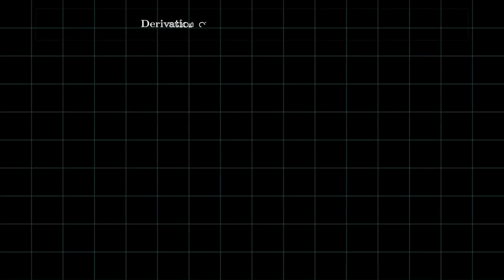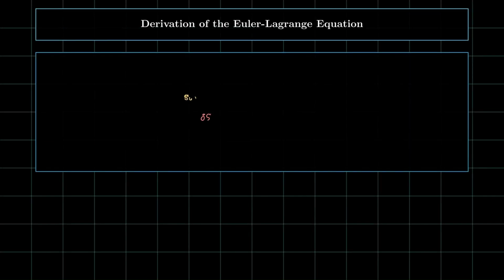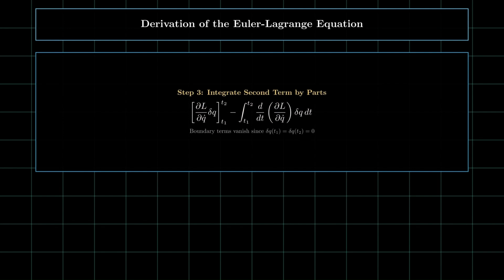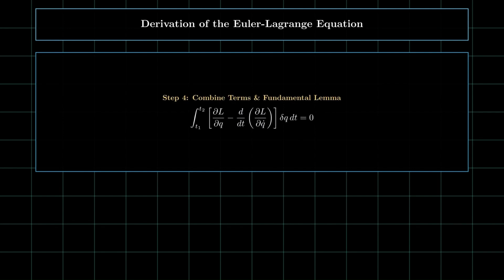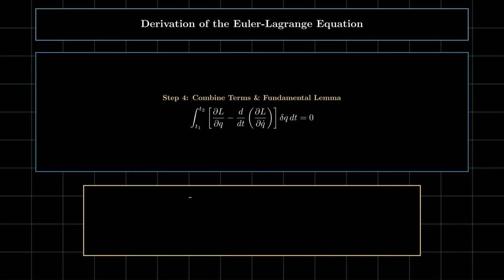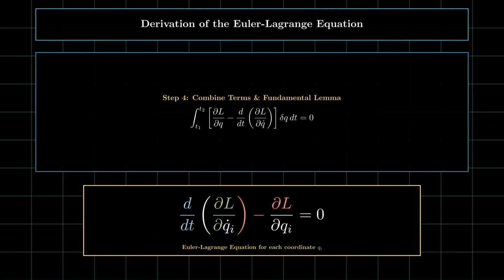Applying the calculus of variations to delta S equals zero yields the famous Euler-Lagrange equations for each generalized coordinate q sub i. The total time derivative of the partial derivative of L with respect to q sub i dot, minus the partial derivative of L with respect to q sub i, equals zero. To see how effortless this framework is compared to Newton's vector math, let's look at three classic examples.